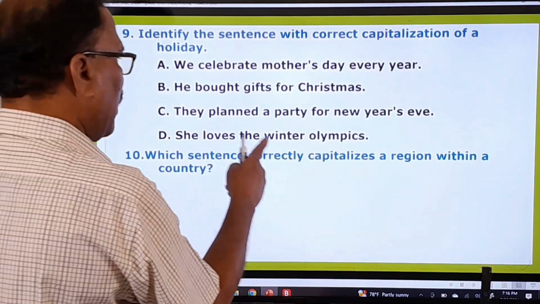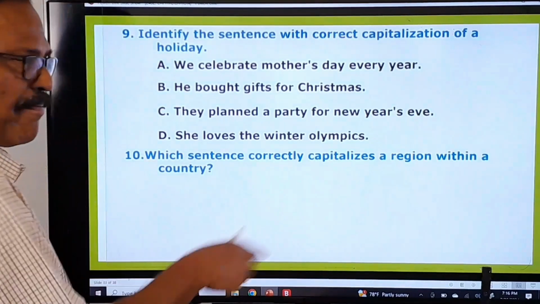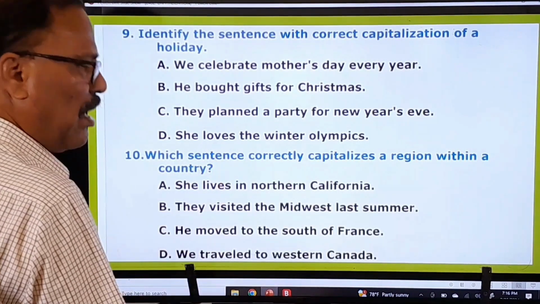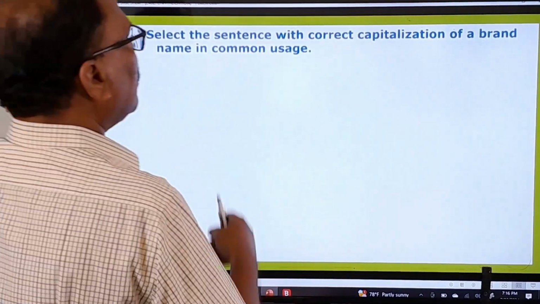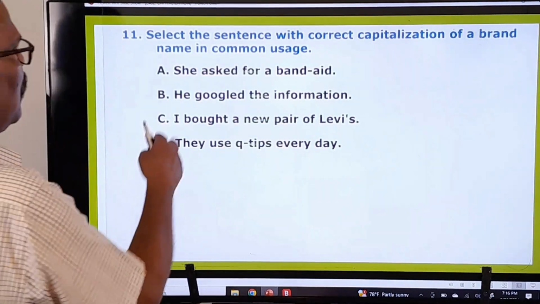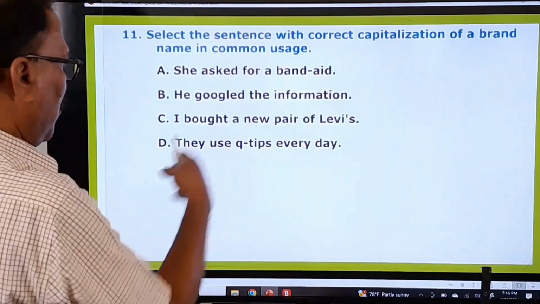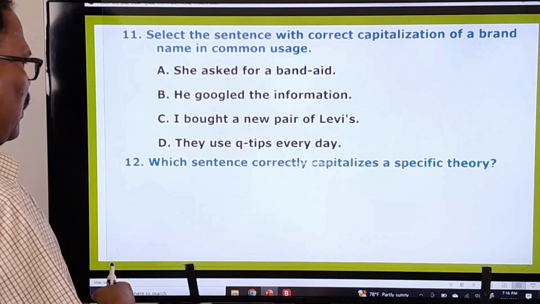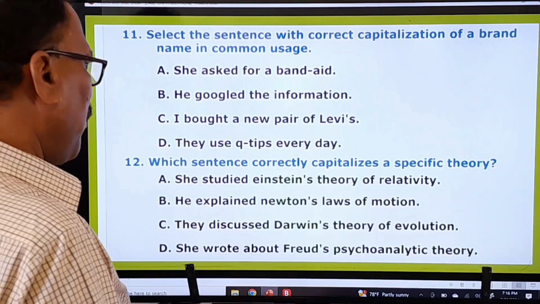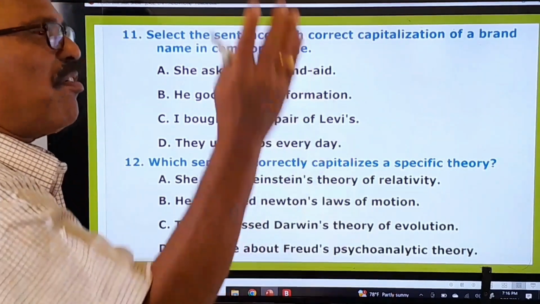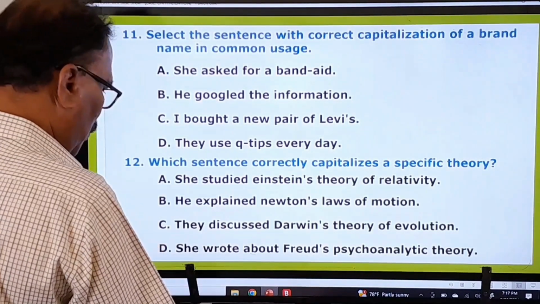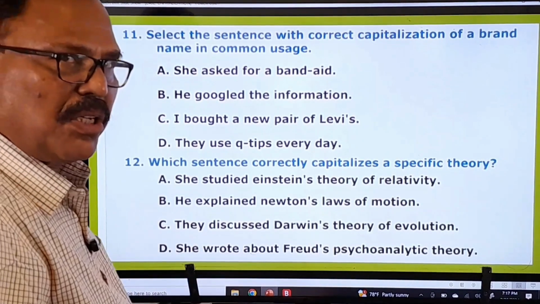Which sentence correctly capitalizes a region within a country? Region within a country. These are the 4 options given, and you please choose the correct option. Select the sentence with the correct capitalization of a brand name in common usage. She asked for a Band-Aid. She googled the information. 4 options are given. Choose the correct one. Which sentence correctly capitalizes a specific theory? Specific means along with the name of the person who has propounded that theory. These are the 4 options. You choose the one. And let's go to the last question.